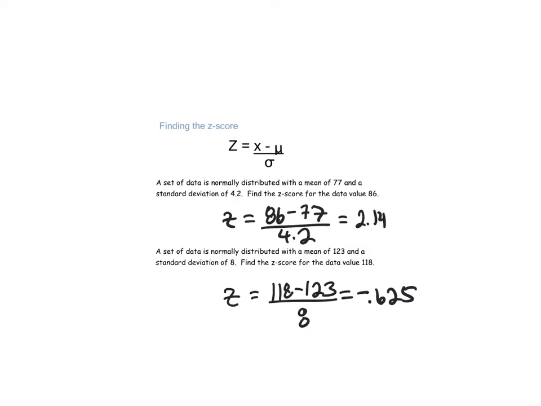Again, on a normal distribution where this is your mean, 2.14 would show up somewhere over here. 2.14 standard deviations above the mean, whereas -0.625 might show up there. A little closer to the mean, but to the left.